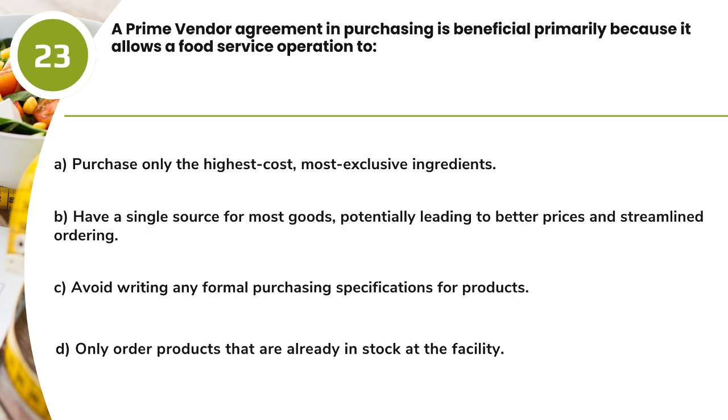Question 23. A prime vendor agreement in purchasing is beneficial primarily because it allows a food service operation to: A. Purchase only the highest cost, most exclusive ingredients. B. Have a single source for most goods, potentially leading to better prices and streamlined ordering. C. Avoid writing any formal purchasing specifications for products. D. Only order products that are already in stock at the facility.